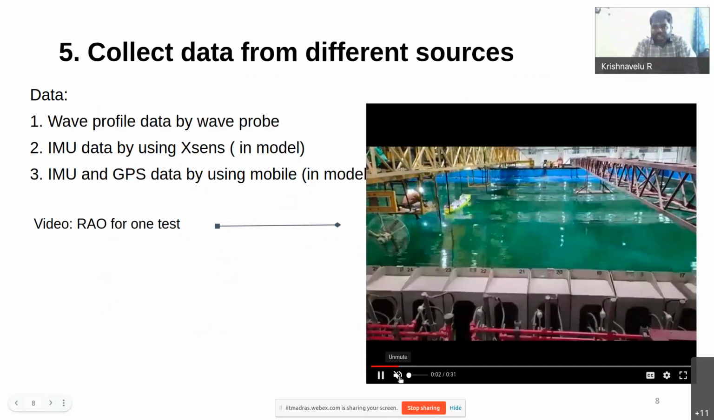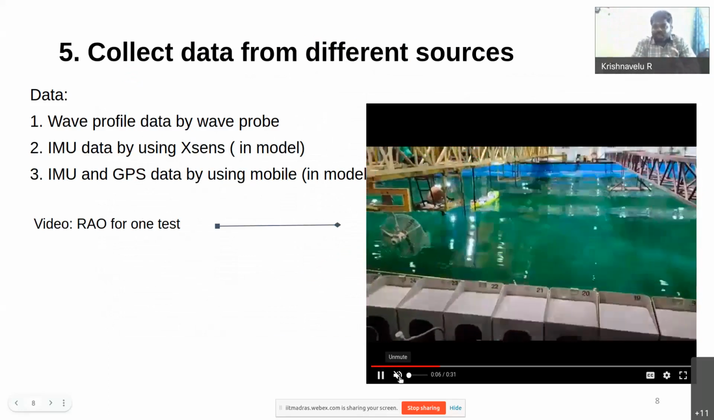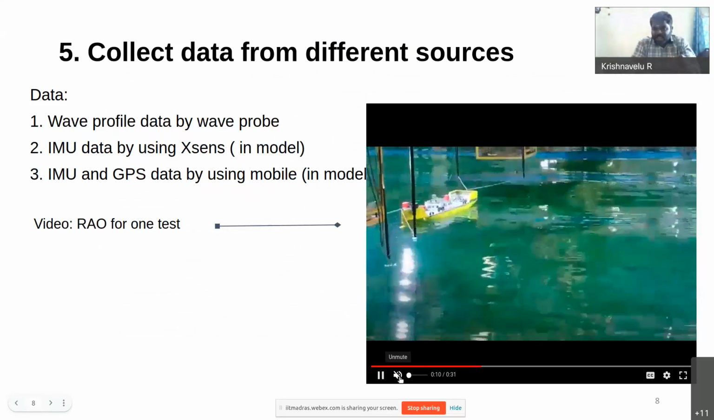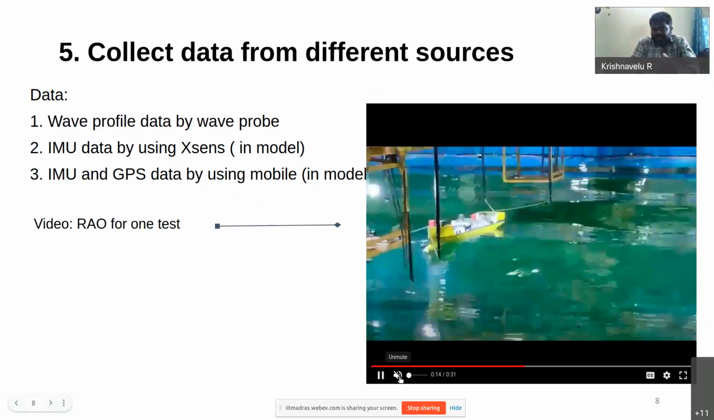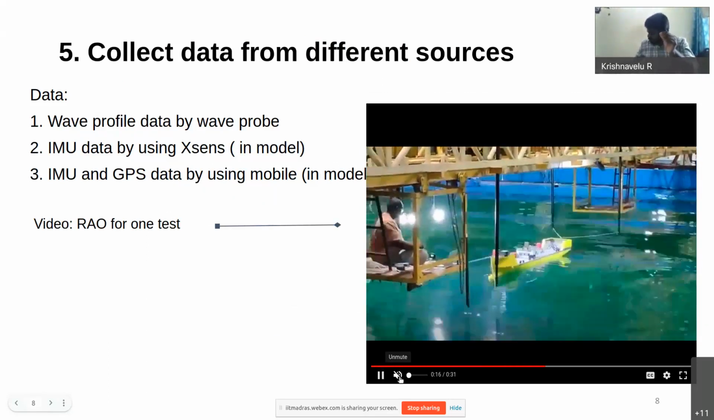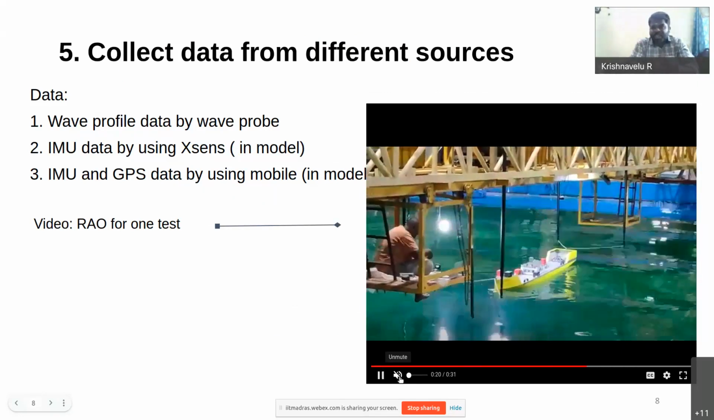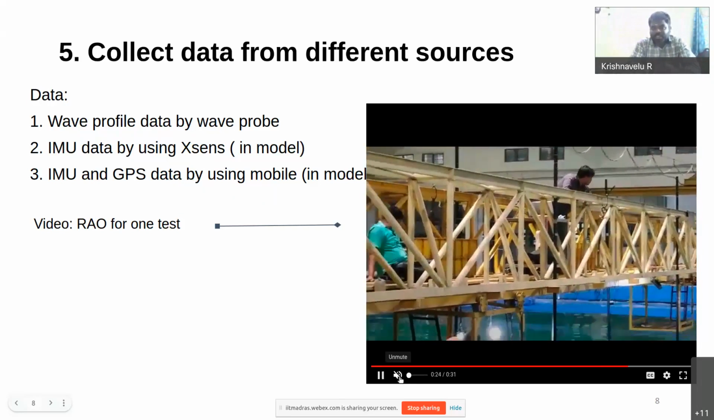Now we are going to generate the waves. We give the input to the system. The system gives the commands to the wave maker, then the waves are generated in the wave basin. From that, we can collect the wave data by using the wave probe, and from the wave probe data we can collect the wave profile.